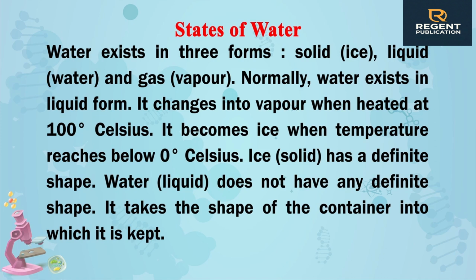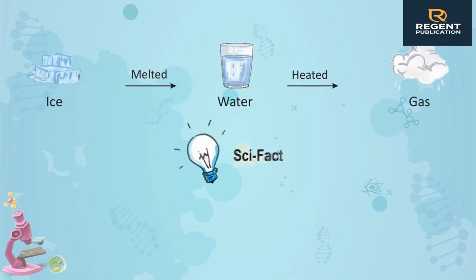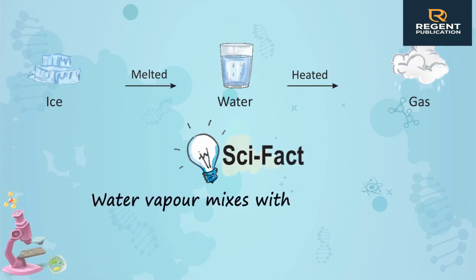Ice, solid, has a definite shape. Water, liquid, does not have any definite shape. It takes the shape of the container into which it is kept. Scientific fact. Ice melted gives water. Heated gives gas. Water vapor mixes with air. It has no shape or volume.